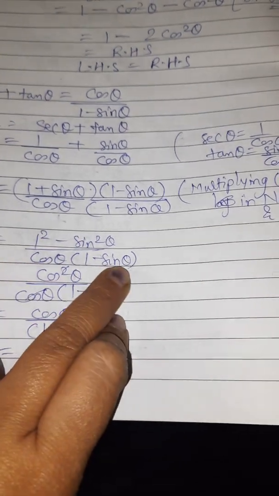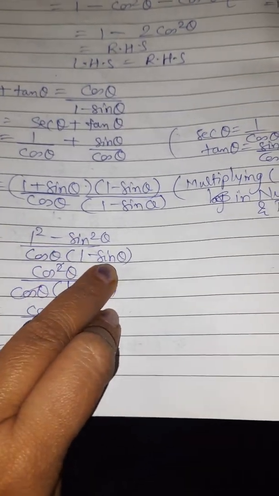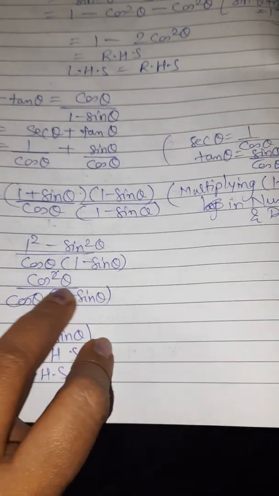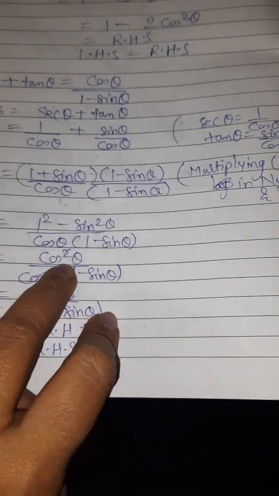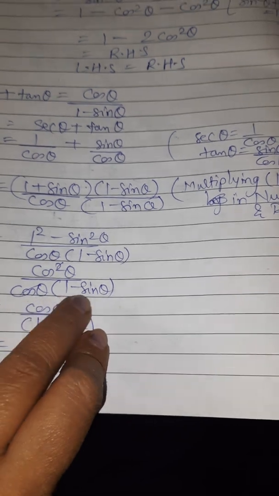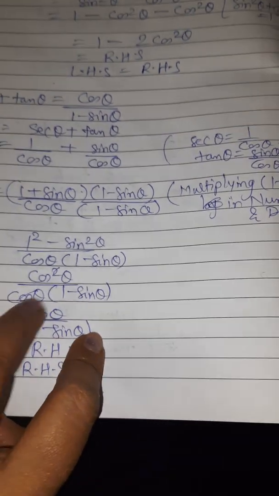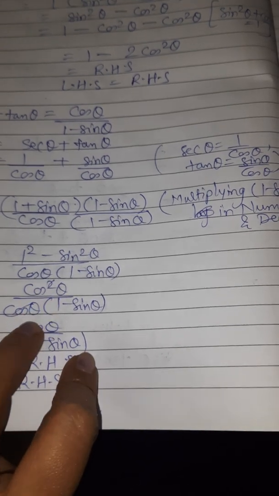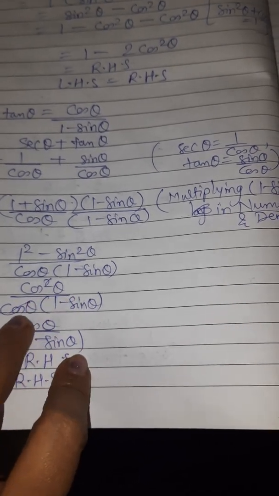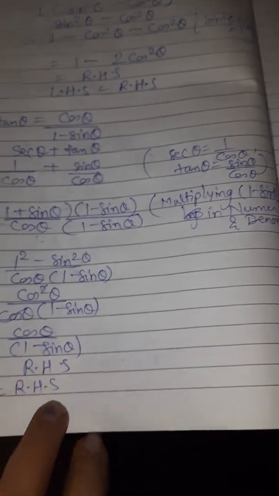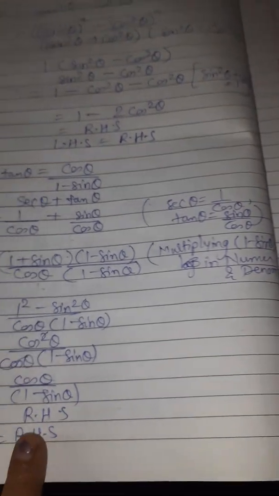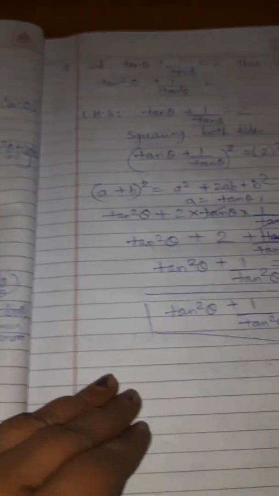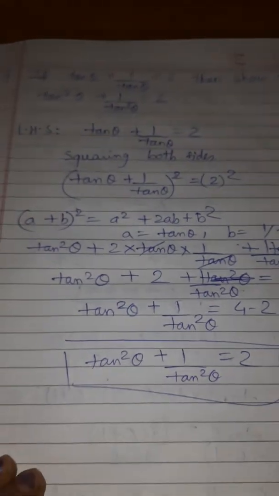So we will get a plus b and a minus b, a square minus b square, 1 square minus sin square theta, cos theta into 1 minus sin theta. Therefore 1 minus sin square theta is equal to cos square theta, cos theta into 1 minus sin theta. This cos theta and cos square theta cancel. So we get cos theta upon 1 minus sin theta. So here that is the right hand side. So in this way we do the eighth problem.